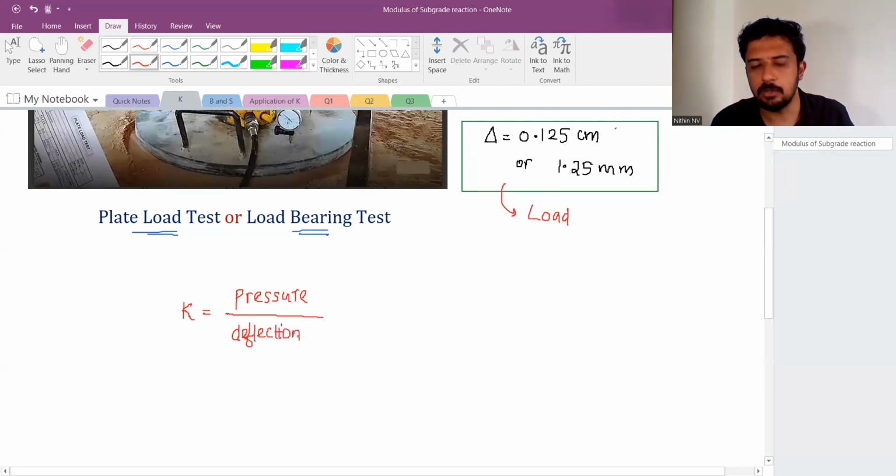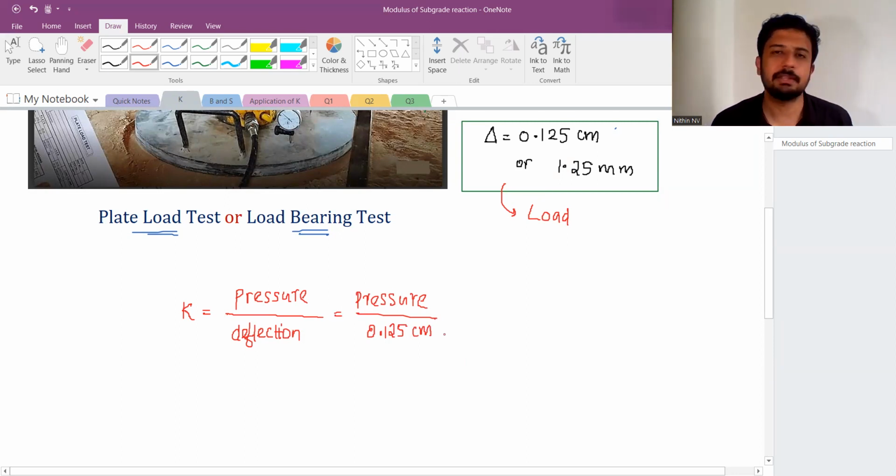Now this deflection value is a standard value. What is that standard value? Whatever pressure you are getting corresponds to the standard deflection of 0.125 centimeter. The deflection, in any unit you can substitute, either mm or centimeter or meter, anything. But generally we calculate the value of K in terms of centimeters. That's why, whatever you substitute, it doesn't matter. But this is a standard deflection. That's what we have discussed now.